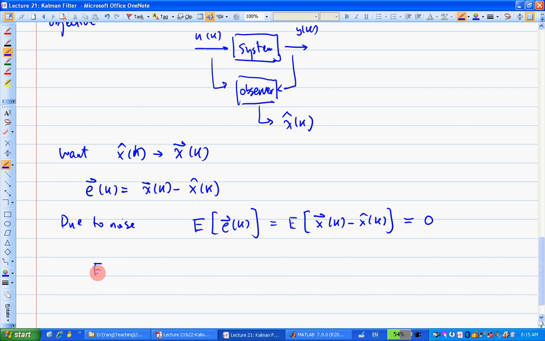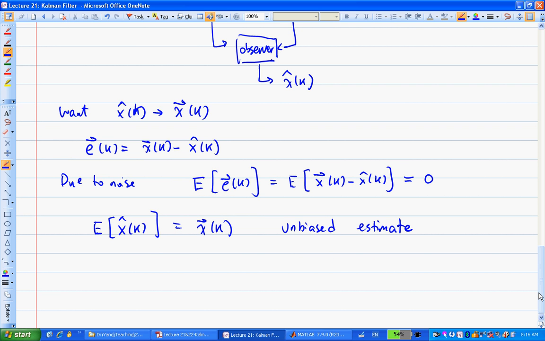In other words, the expected value of x hat of k will be the same as the expected value of x of k, because that's deterministic, so it will be the same as this one here. And this is what we call an unbiased estimate. So why is it unbiased? Because the mean value reflects the actual value there. That's unbiased.